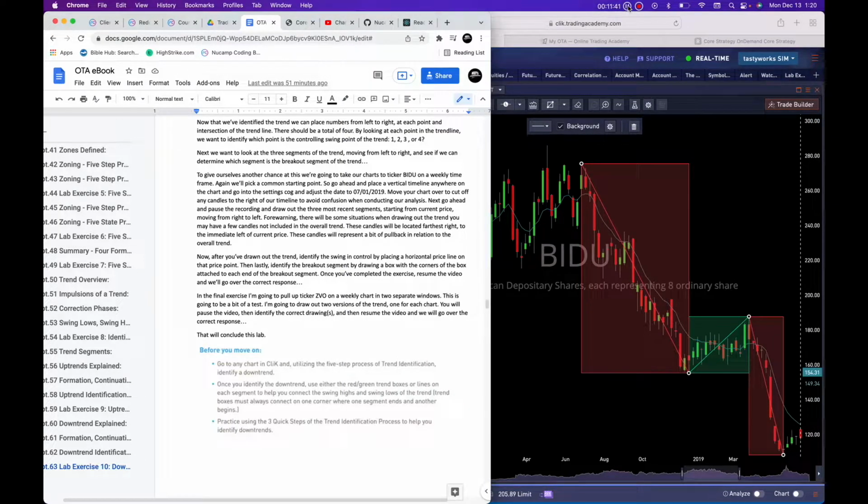So always recall that a downtrend is always going to be made of lower highs and lower lows. So you have a high, you have a low, you have a lower high, and then a lower low. Regardless of how you chose to draw out your chart, as long as those basic principles are present, you have correctly identified the downtrend.